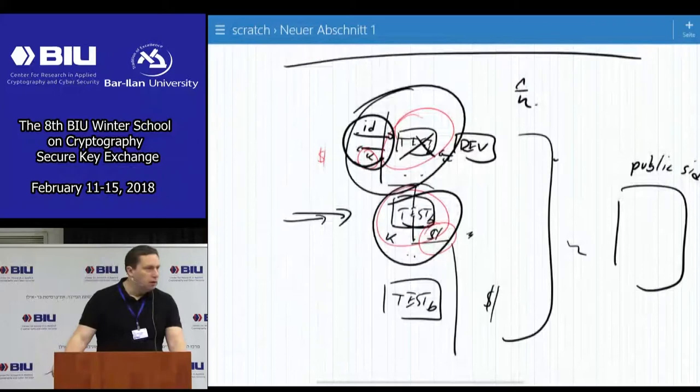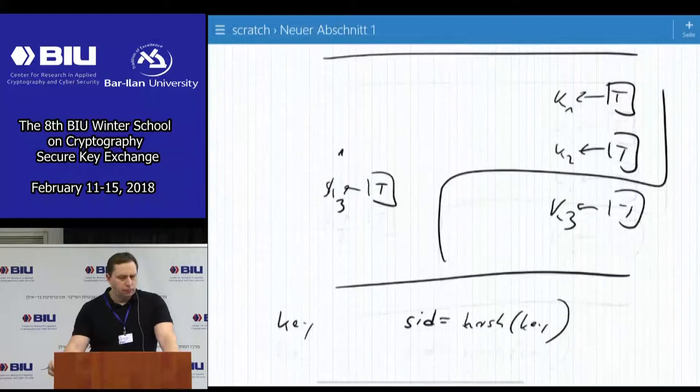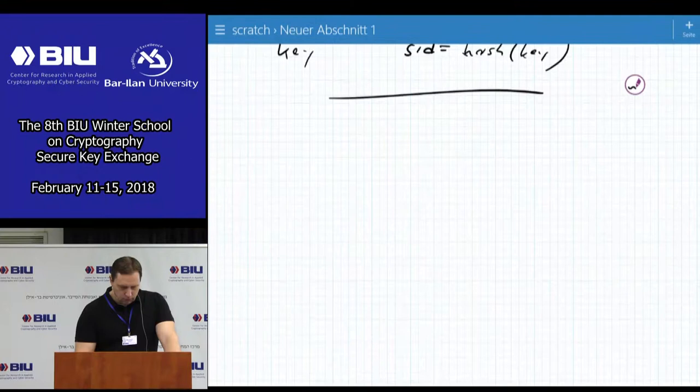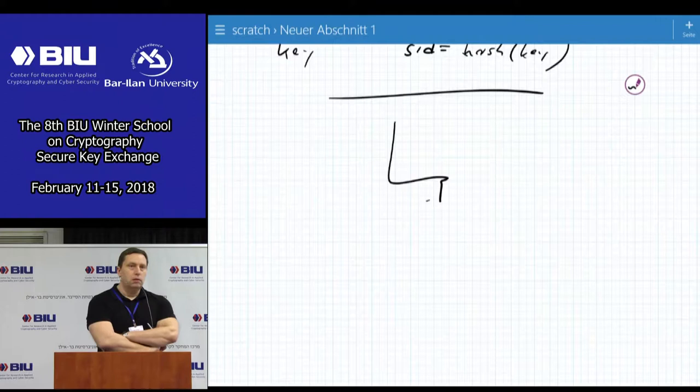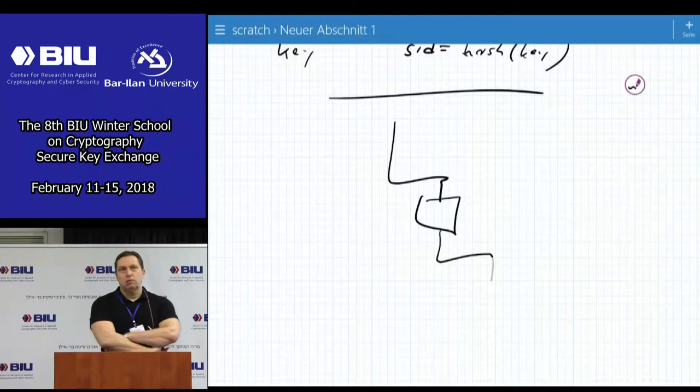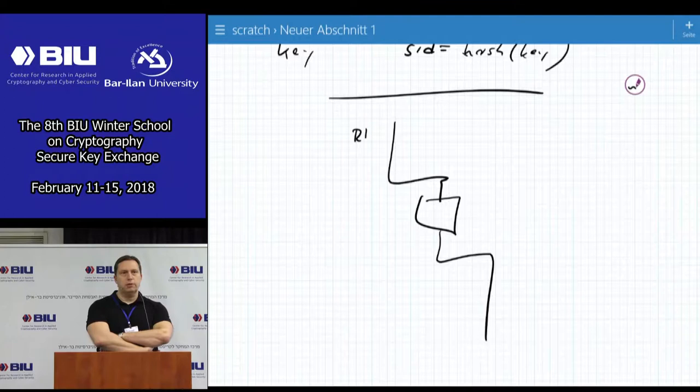The hybrid argument you're referring to is how to construct a multiple test from a single test? Yeah. But would that be needed to consider the test session? Say it again, would it? Stronger security models. Especially if we talk about password authenticated key exchange, it makes a difference, right?